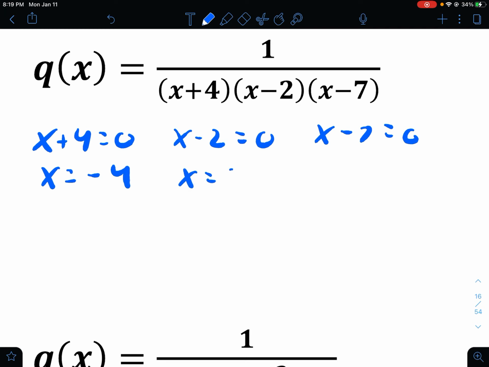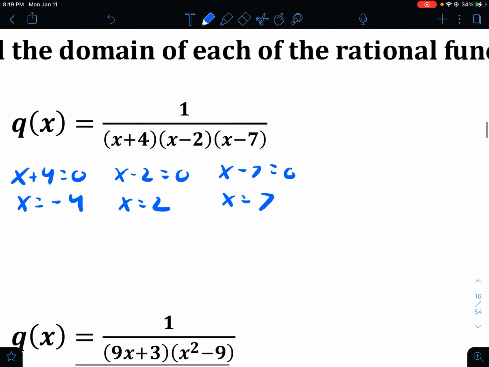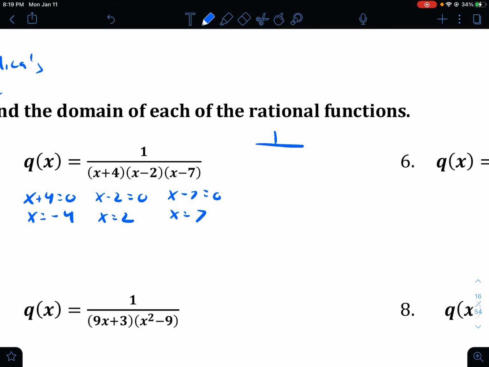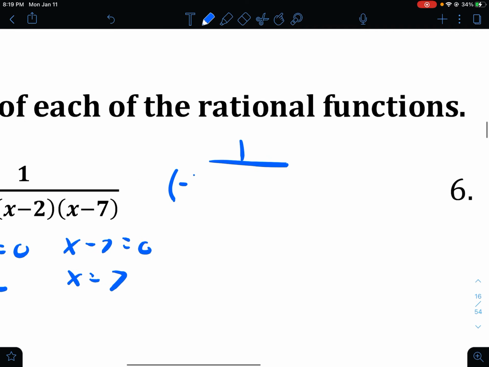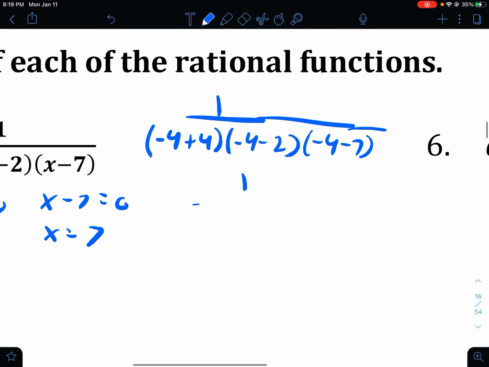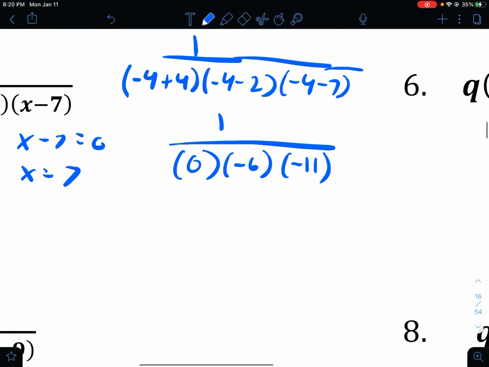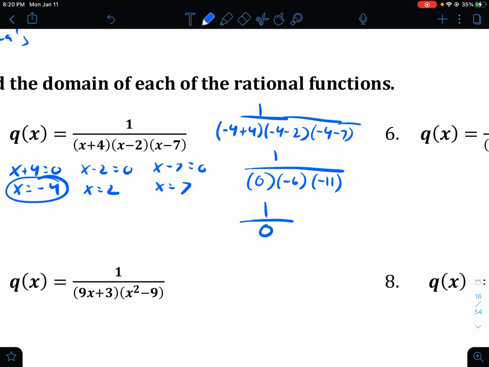So we get x equals negative 4, x equals 2, and x equals 7. That tells you that when you plug in any of these values, you're going to get a 0 in the denominator. Let's test this theory out. We would end up with 1 over, and let's try the first one, we put in a negative 4. We get negative 4 plus 4 times negative 4 minus 2 times negative 4 minus 7. So we end up with 1 over 0 times negative 6 times negative 11, which is 1 over 0. And any of these values are going to give you a 0 in the denominator.